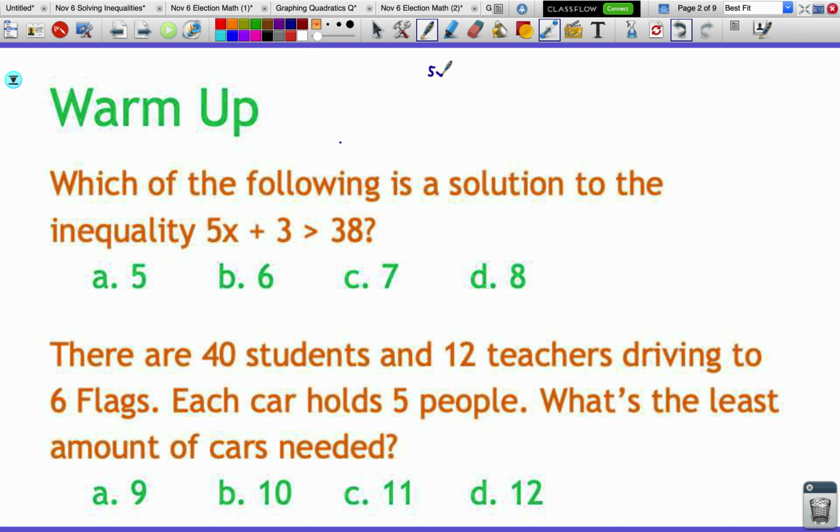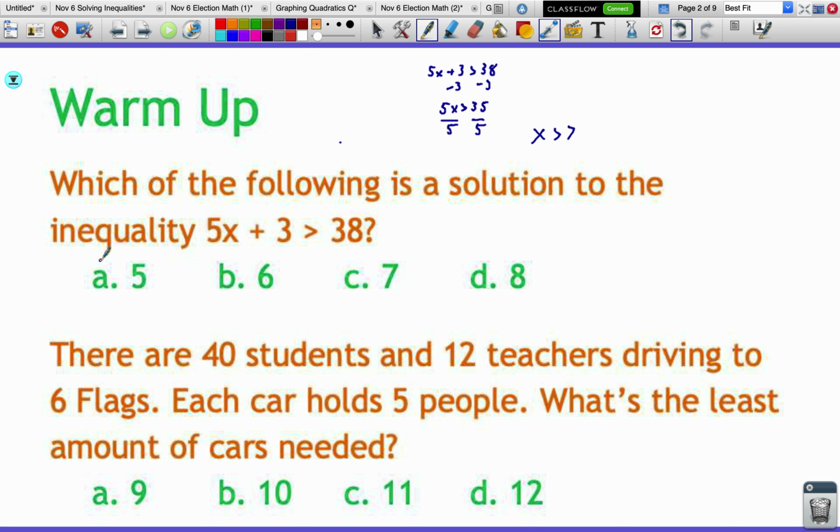So a better idea is let's take that inequality there and simplify it so we're not doing the same steps each and every time. We don't need to add 3 to this side every single time if we subtract 3 from both sides at the beginning. And we get 5x is greater than 35. We don't have to multiply by 5 each time if we just divide both sides by 5. And we get that x is greater than 7.